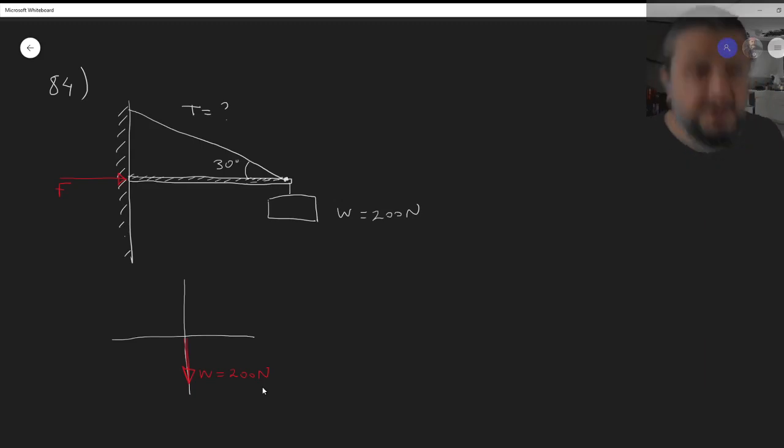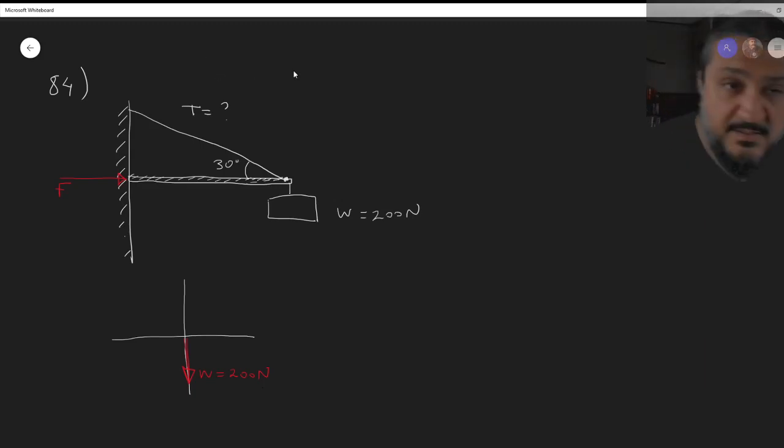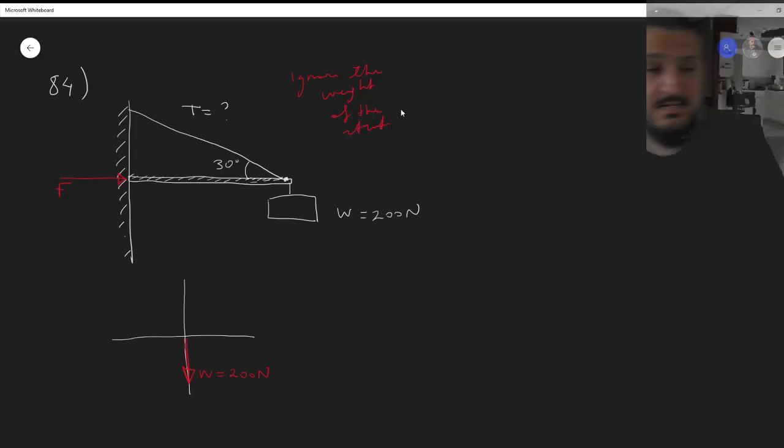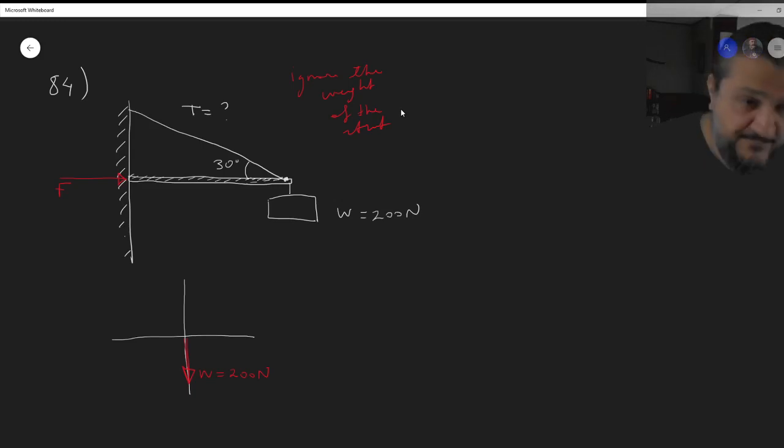Negligible weight. So we're ignoring the weight of the strut. Good. So what else do we have? We have F, that horizontal force the wall exerts on the strut. It's pushing it to the right, which I just called F.